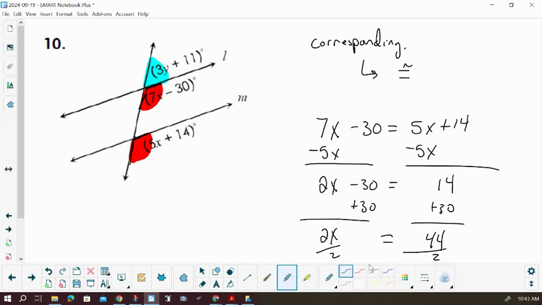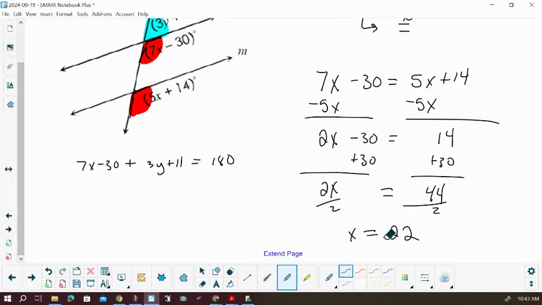Now, there's a couple ways you can do this. I've got the 7x minus 30, and then I've got the 3y plus 11, and together, add, they equal 180. I know that you don't want to have an x and a y, which means this x that we found over here can be placed inside of there. X is 22. I can put that right there.